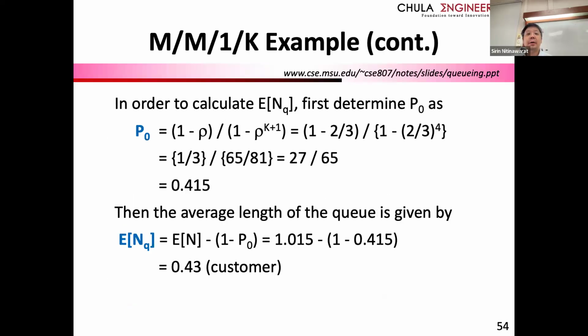And because you computed all the P's, you can compute the probability that the system is empty as well to be about 41.5%.